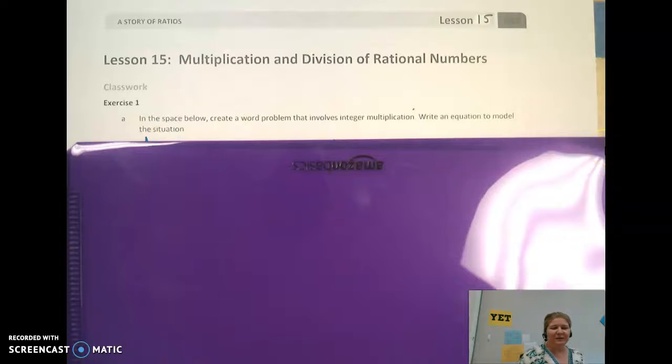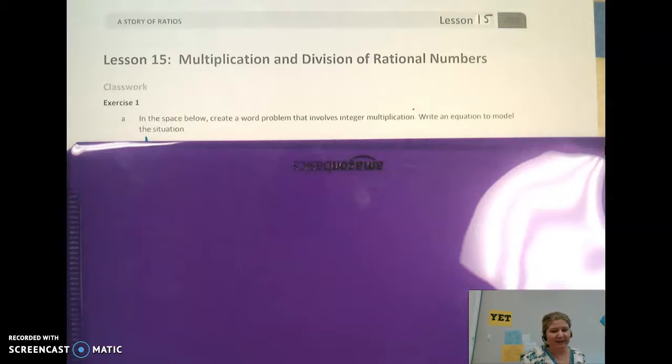Hello, today we're going to be looking at lesson 15. Specifically, we'll be looking at some multiplication and division of rational numbers, and today has a lot of word problems, so that's going to be good. They start off by asking us to actually write a word problem or create one of our own.